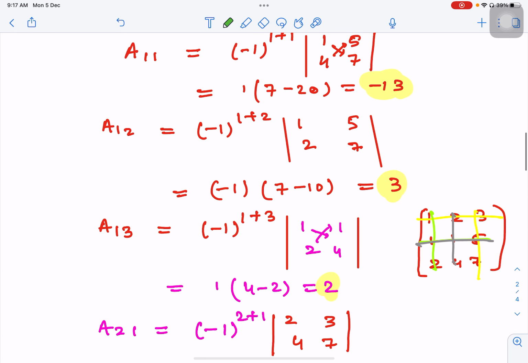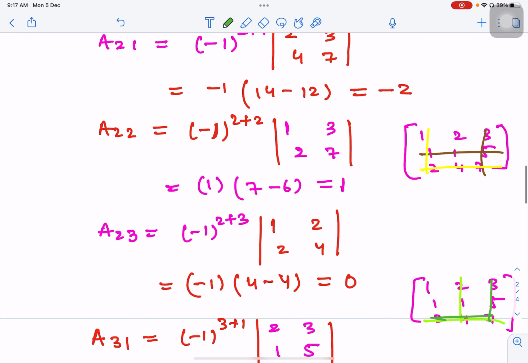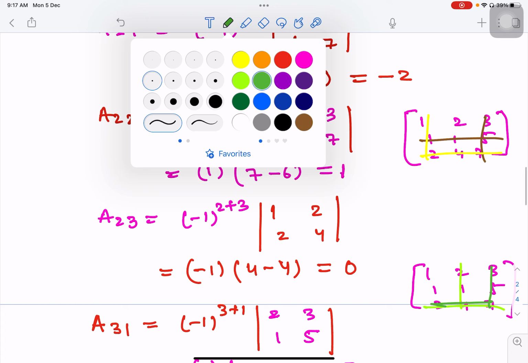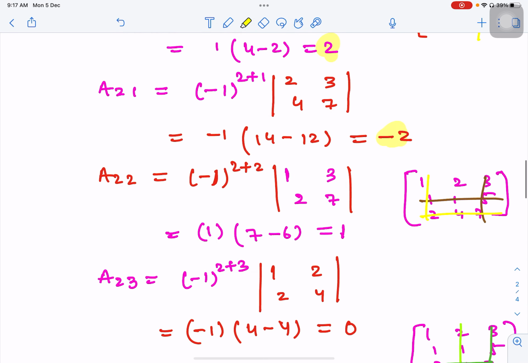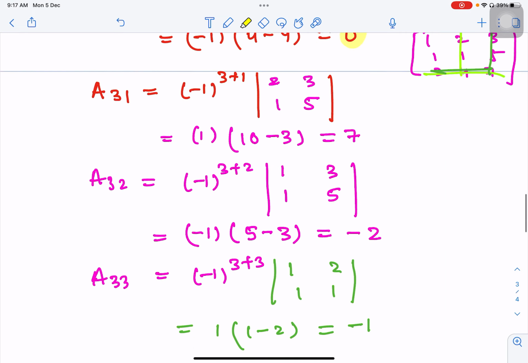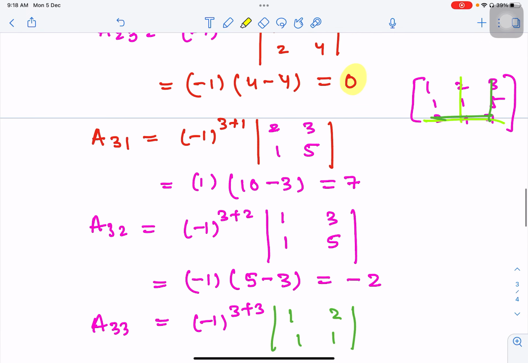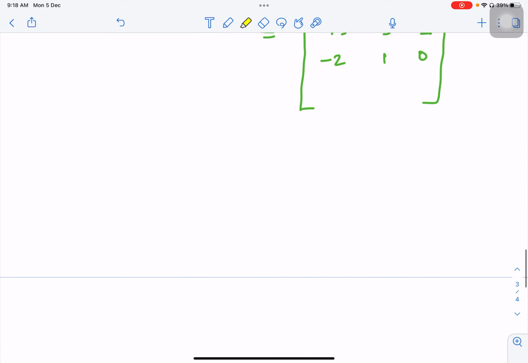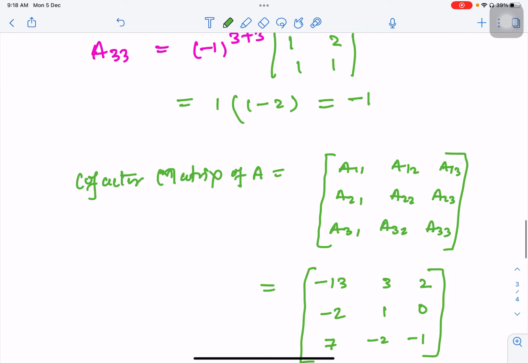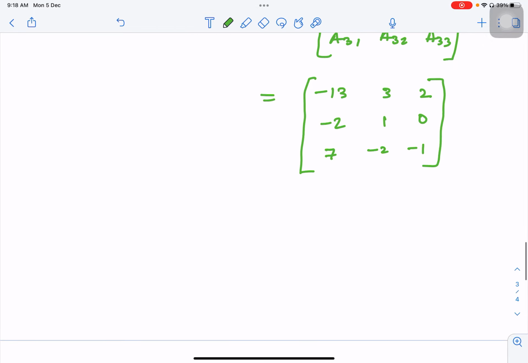This is what? A11, A12. Now go for what? A21, A22 and A23. Minus 2, 1, 0. Right? So next thing is what? And last we have A31, 7 minus 2 minus 1. Right? Let's verify. This is a cofactor matrix.